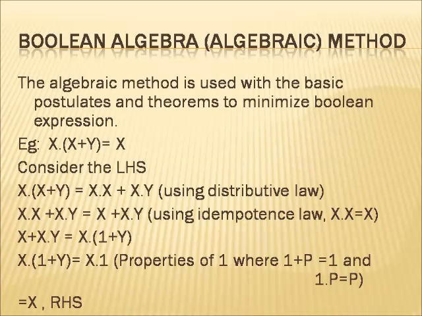Here we can see some details about the algebraic method. We are already familiar with all the algebraic laws, so we use these algebraic laws to minimize a Boolean expression. An example is given for you: x dot (x plus y) is equal to x. First we consider the left hand side, that is LHS, of the given expression, x dot (x plus y). Here we can use the distributive law to expand it, so x dot (x plus y) becomes x dot x plus x dot y.